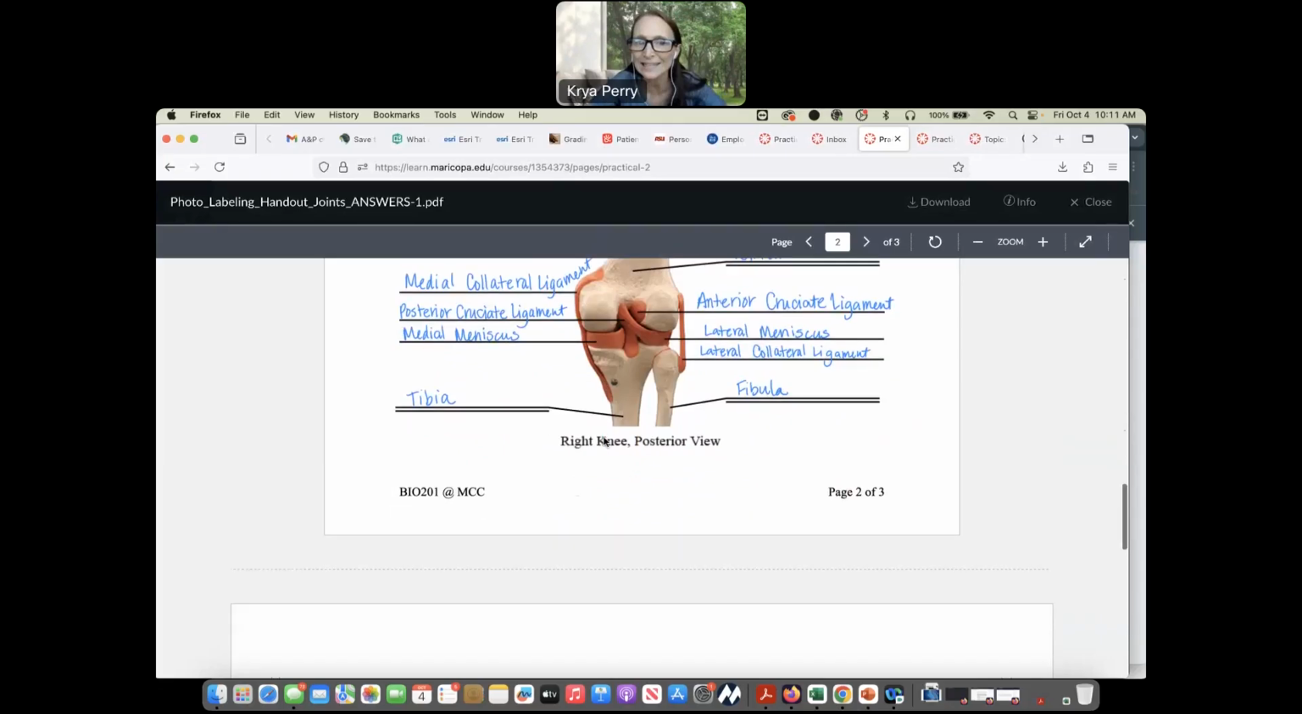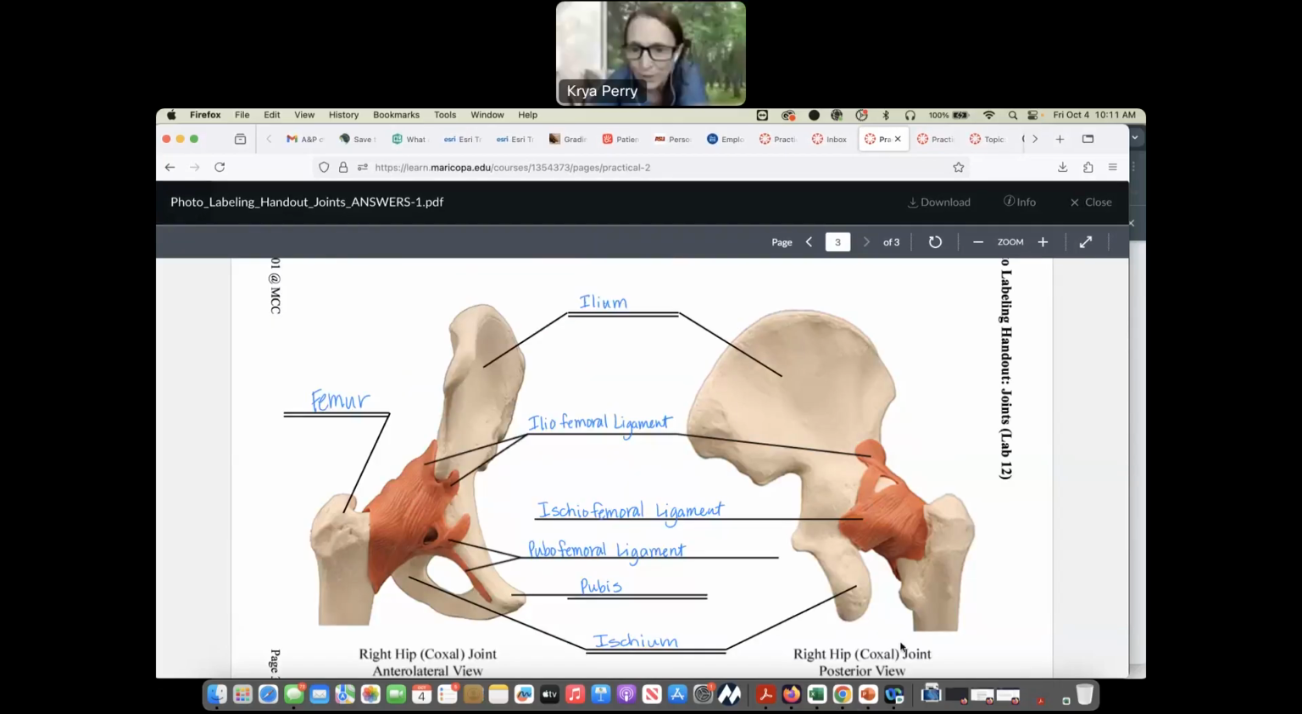And then here is the coxal joint or the hip joint. And you can orient yourself to the bones. Here's the ilium, right? Here's going to be the ischium, and here's going to be the pubis right here. Okay. So again, this ligament running from the pubis bone right here to the femur is going to be the pubofemoral ligament. This ligament here running from the ischium, and you know that this is the ischium because this is the ischial tuberosity, your sit bones, right? So this is the ischiofemoral ligament, and here we have the iliofemoral ligament running from the ilium to the femur.